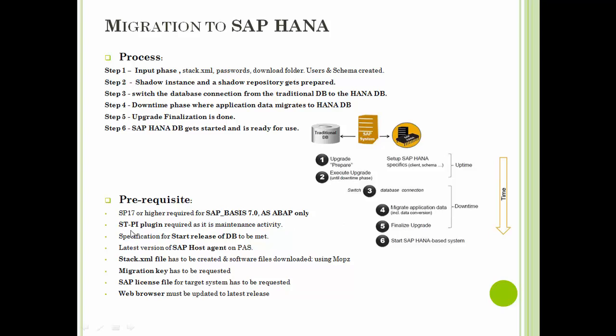And next, this ABAP solution should have the STPI plugin required for maintenance activity. And make sure that if a dual stack system is running, the dual stack system is split, because we should have only AS ABAP running on the HANA database. No doubt AS Java is also supported on HANA database now, but we cannot run a dual stack system on SAP HANA database, which is not recommended.